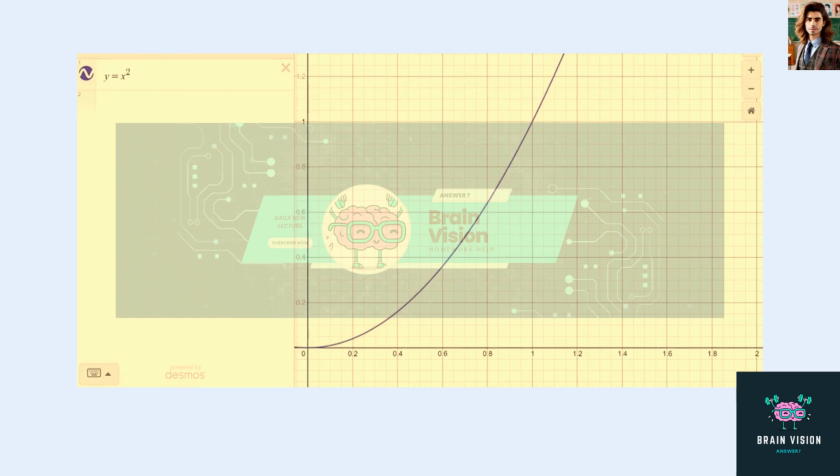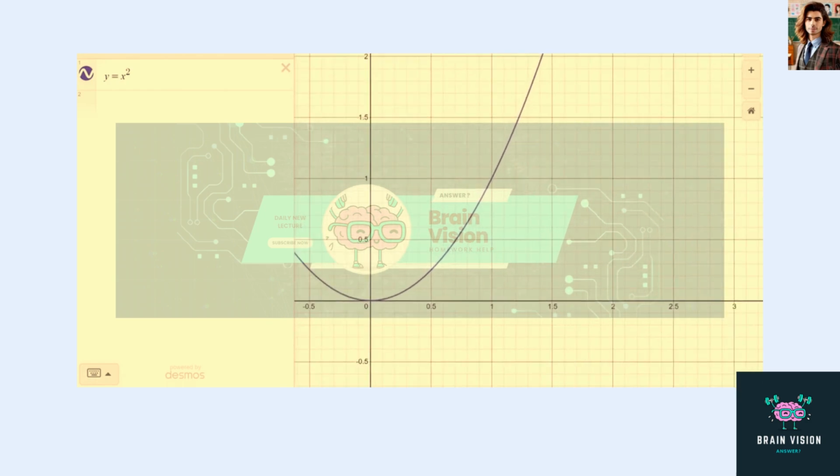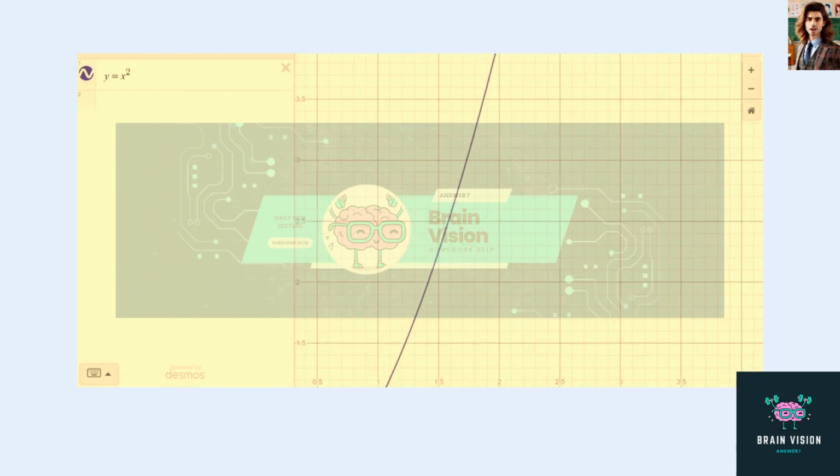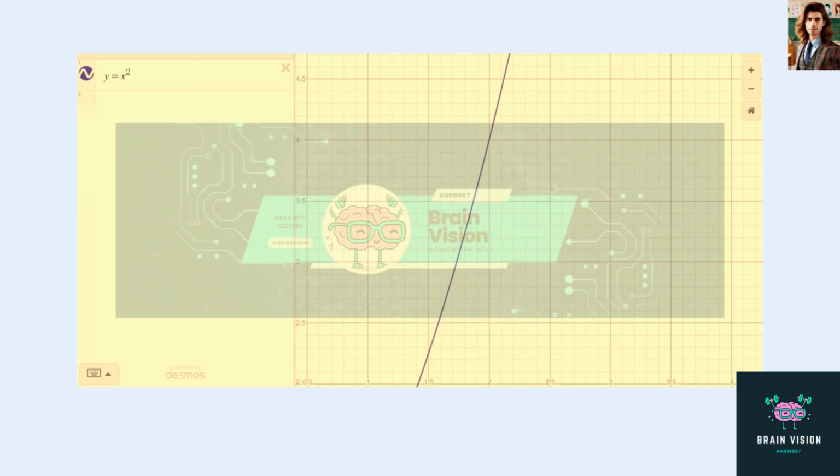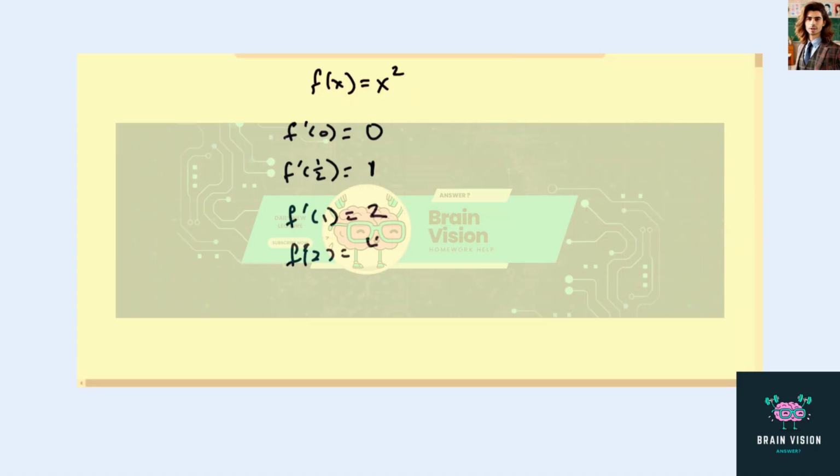Okay. What about up here at 2? Well, at 2, wow, I've got to get way up here, don't I? That's here. That slope's a lot steeper, isn't it? That slope looks to me to be about 4.